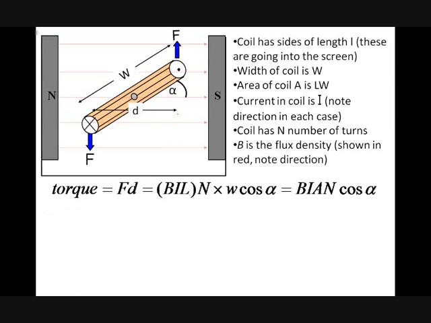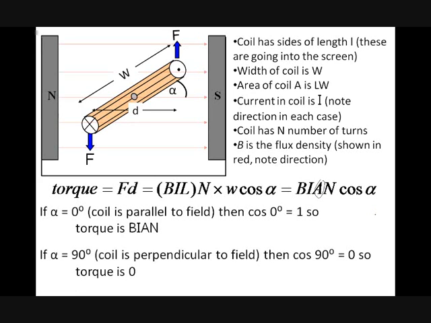So we have now got that our total torque is force times distance, which is BIL multiplied by N, and this time we're going to multiply it, instead of by W, the perpendicular distance between is now W cos alpha. So again, replacing the area LW by the letter A, just to remove the L and the W, our final formula is that the total torque is equal to BIAN cos alpha.